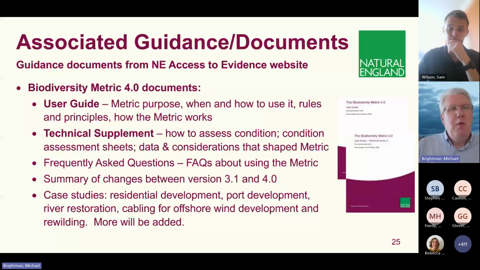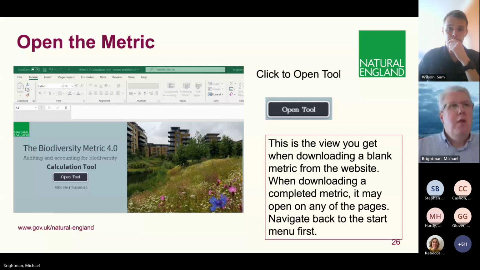There will be some aesthetic changes to the metric, and some additions that make it more user-friendly, as well as some changes to the user guidance. So if you were to download it from the Access to England website, this is what it would look like. However, that won't be what it looks like when you receive metrics submitted through the planning portal.